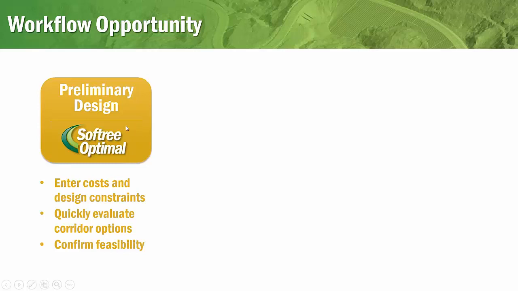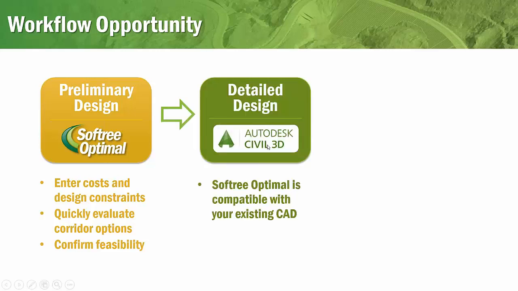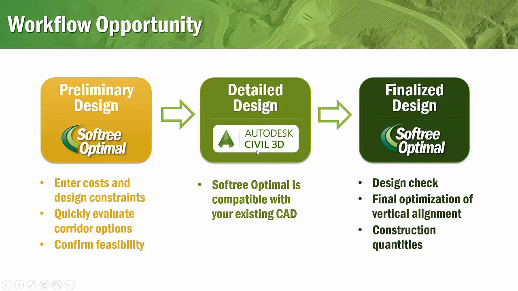Workflow for opportunity. Okay, so Softree Optimal is really well suited for preliminary design. You use your Softree Optimal software to do all of your initial alignments. Send it over to Civil 3D where you can do your detailed work. It's fully compatible with Civil 3D. And then after you've done all your detail work in Civil 3D, you can come back to Softree Optimal as a final design checker. Get your construction quantities and finalize your vertical optimization.